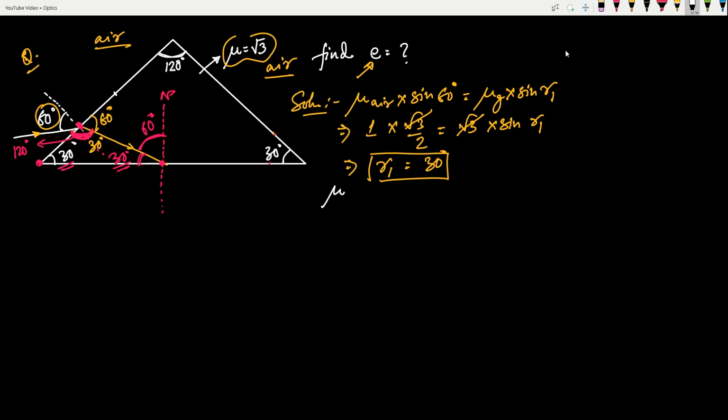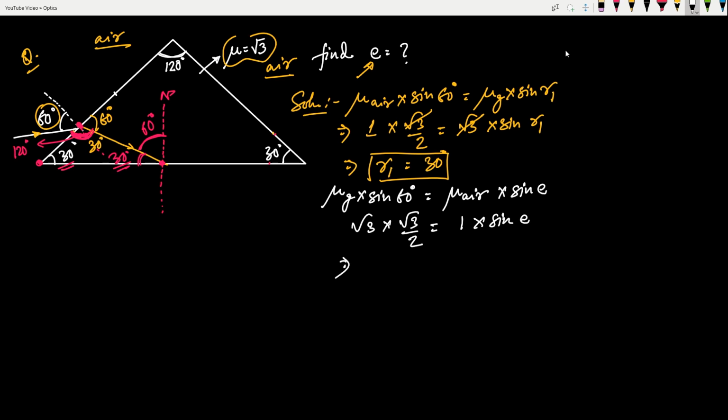We know that mu of glass multiplied by sine of the angle inside the glass, that is 60 degrees, is equal to mu of air, since the ray is going into the air, multiplied by sine of the angle of emergence, because the angle of emergence is in the air. If we solve this, the refractive index of glass is √3, sine of 60 degrees is √3 by 2, mu of air is 1, multiplied by sine E. Therefore √3 multiplied by √3 by 2 is 3 by 2, so sine E is 3 by 2.